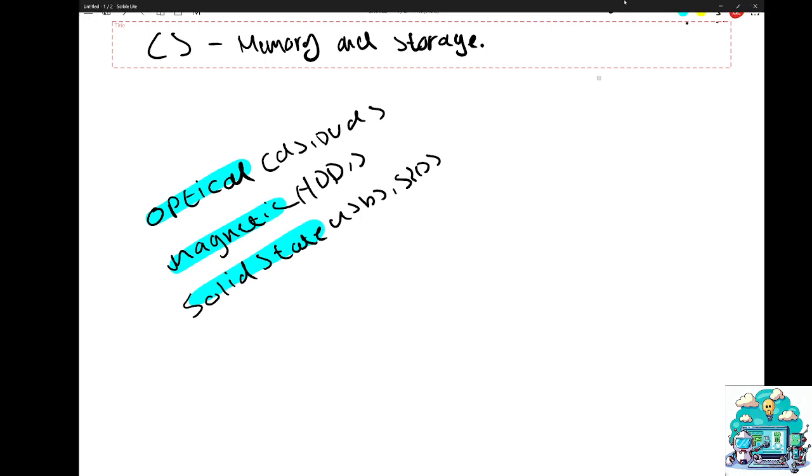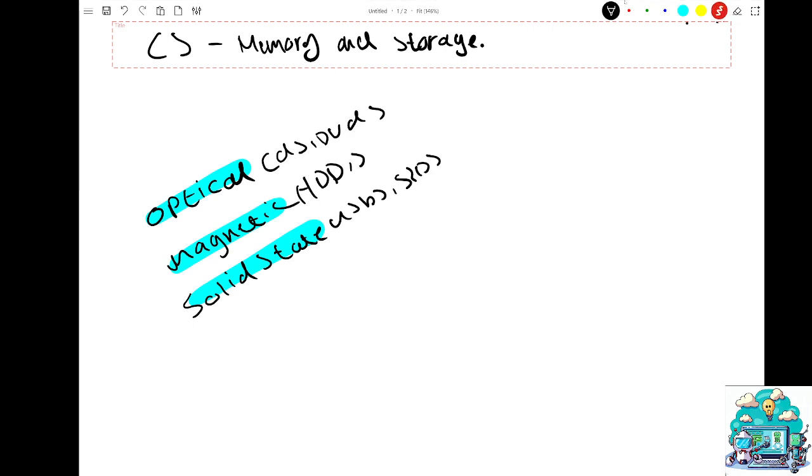And then you've got solid state, which is expensive as it's got no moving parts, and it's got lots of electronics inside of it which are used to store the data.